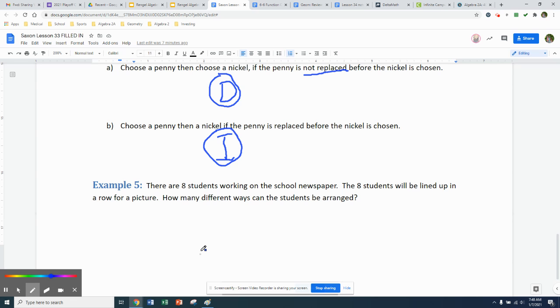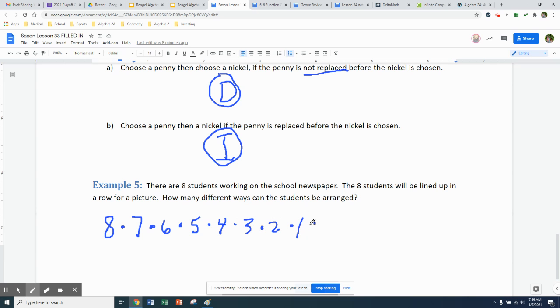And lastly, we have 8 students that are working on a school newspaper. If the 8 students will be lined up in a row for a picture, how many ways can the students be arranged? Well, in our first position, let's just say we're going left to right, I have 8 students that could be in that spot. Once I set somebody in that spot, now I've only got 7 to choose from for the next spot. 6, all the way down to the very last person.